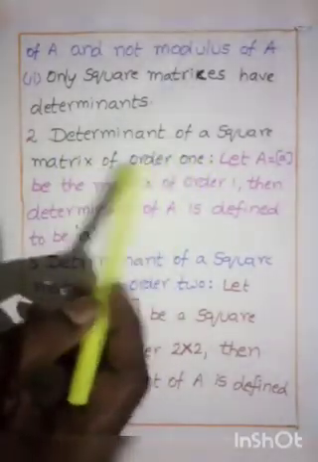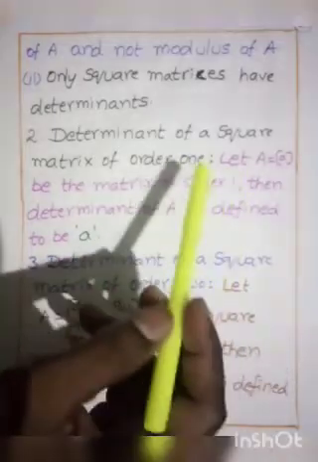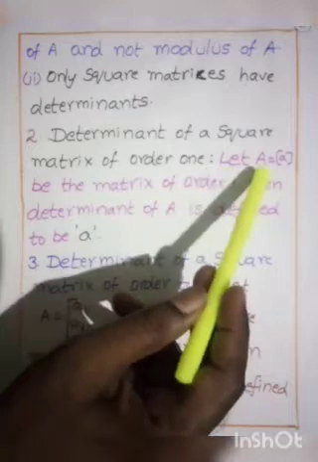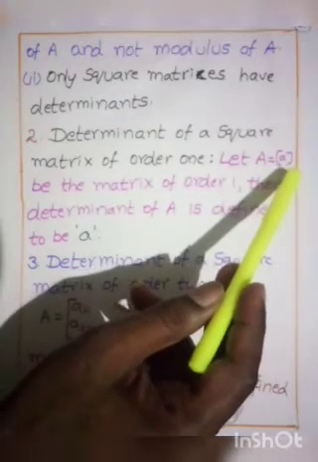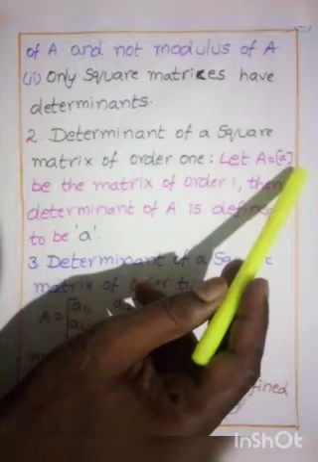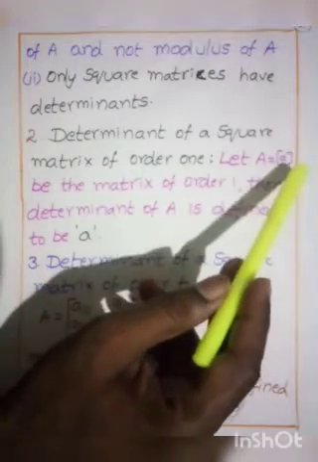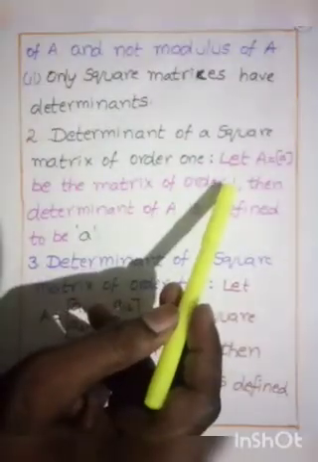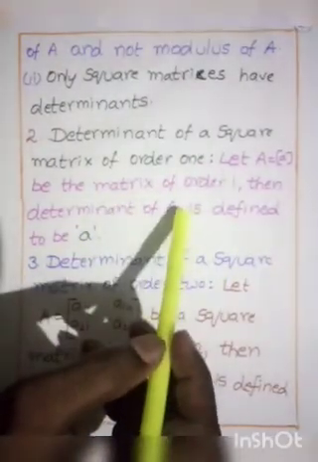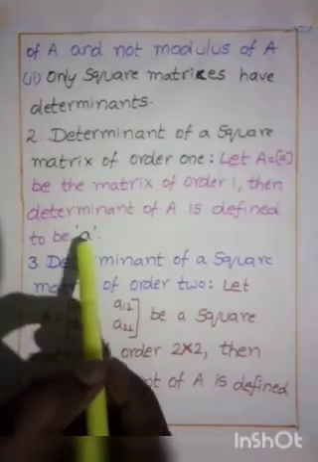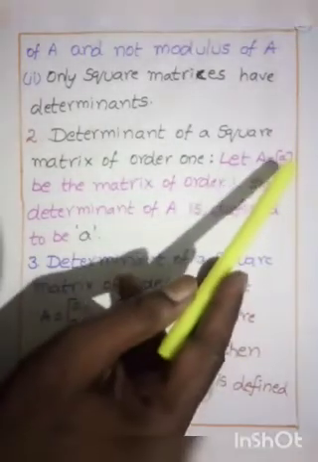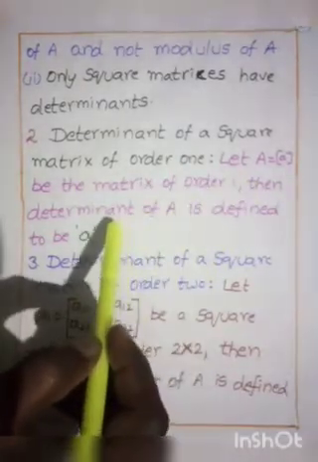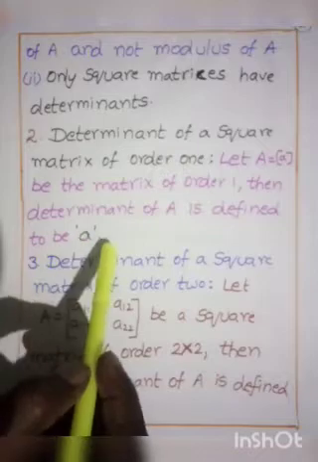Now come to the next point: determinant of a square matrix of order 1. Let A be the matrix [a]. What is the order of the matrix? It is 1 by 1, because only one row and only one column is there. Then the determinant of this matrix A is defined to be a. Whatever the element is, that only is the determinant of the matrix of order 1. Understood, my dear children?